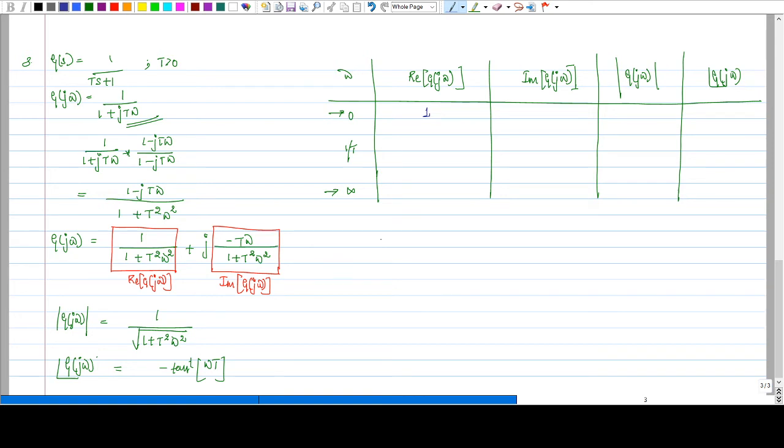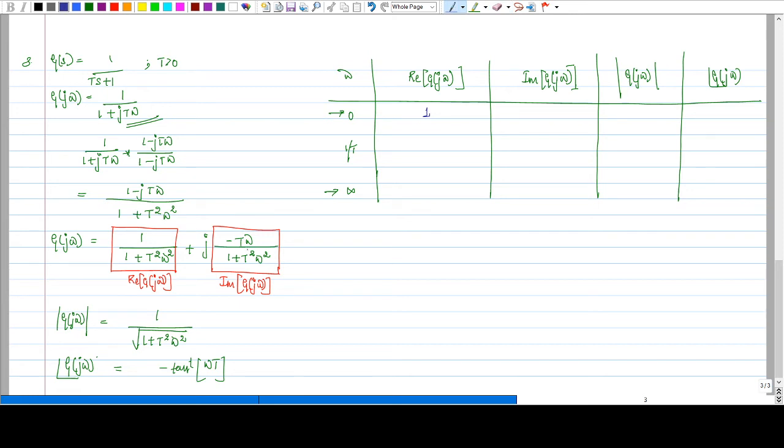So your t omega will be very small compared to 1. So when that is the case, this second term will be ignored. What remains is only 1. 1 by 1 will be 1. So that is the first case.